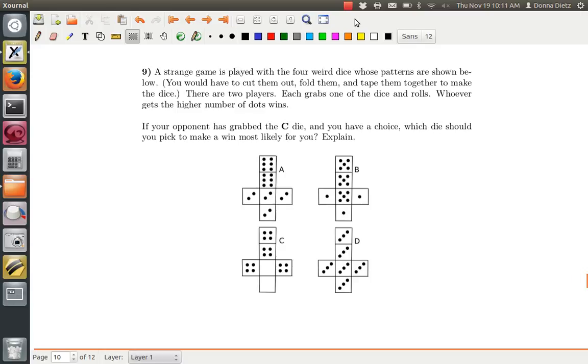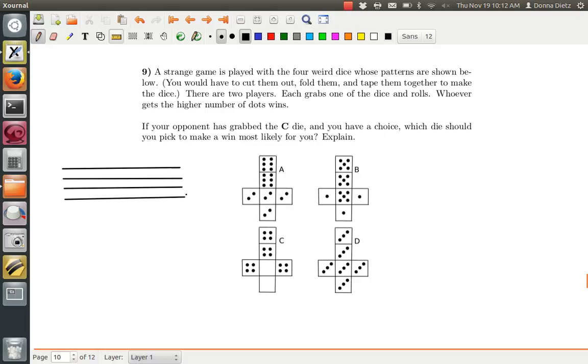Okay, so you have this game that's played with these what's called non-transitive dice. I encourage you to Google that, and there's some really neat stuff online about that. And I'm going to make a grid. I'm going to try to make a grid for each die combination that we need to investigate.